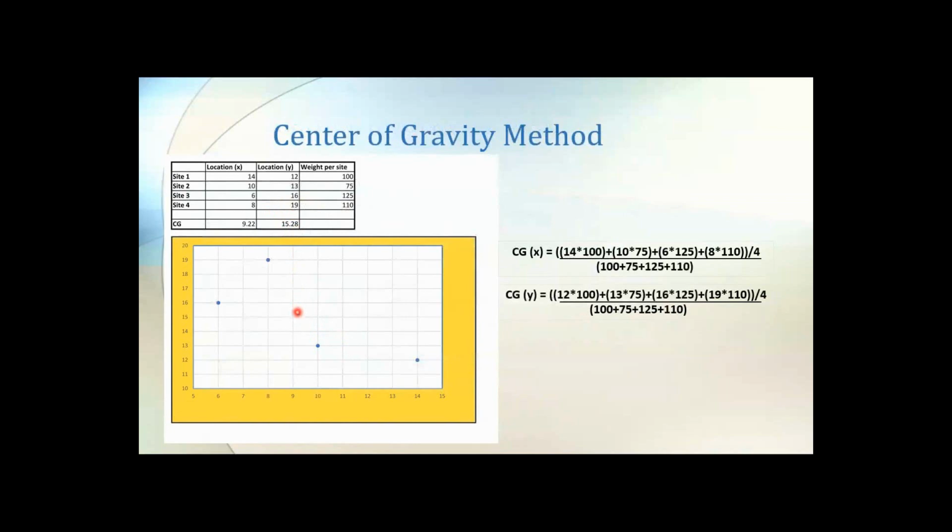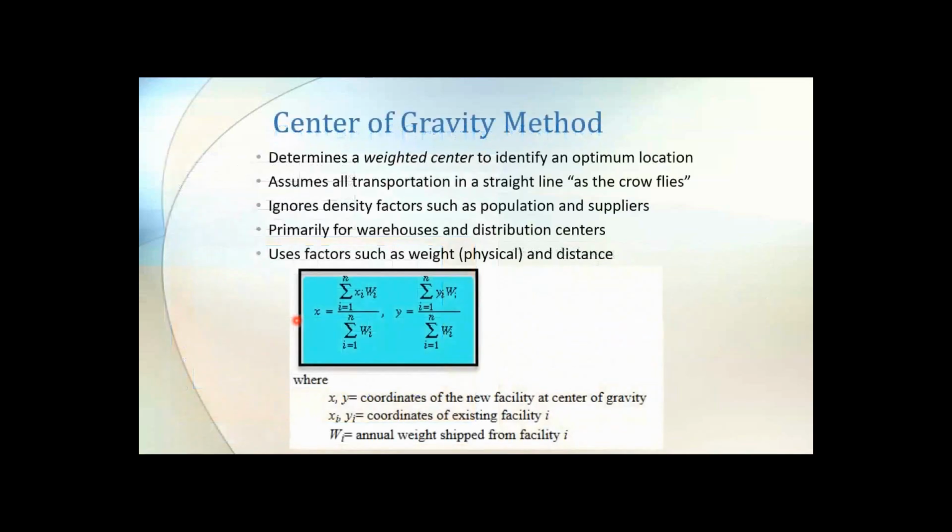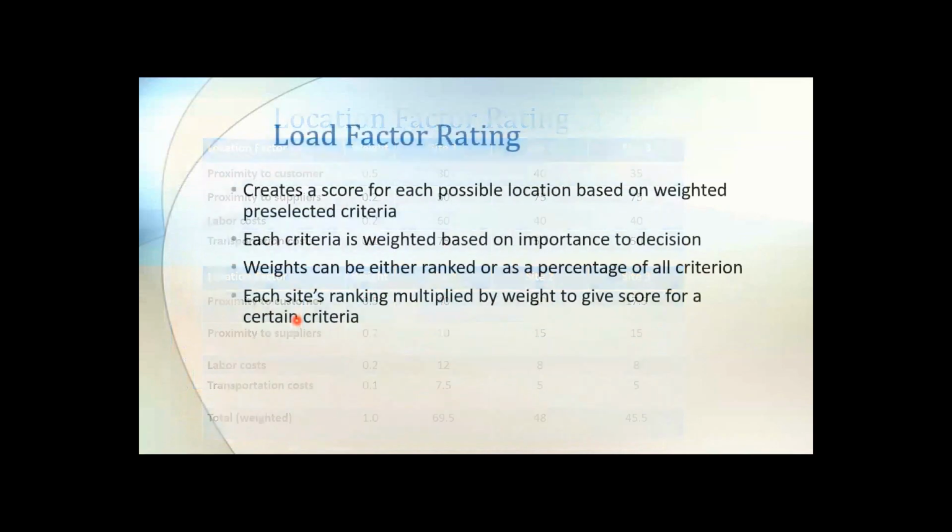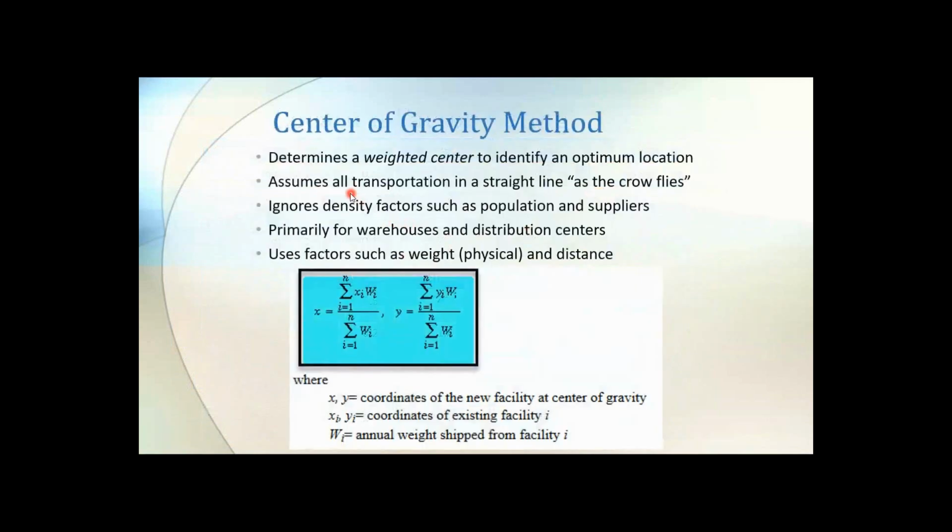So this basically says that, taking into consideration all of the sites, this is the best weighted location for the site. Now, I did not cover this, but there are some assumptions that we have to make. The main assumption is that all transportation is in a straight line. So it ignores things like toll roads or mountains or something that might interrupt the straight line. So that's the main assumption.